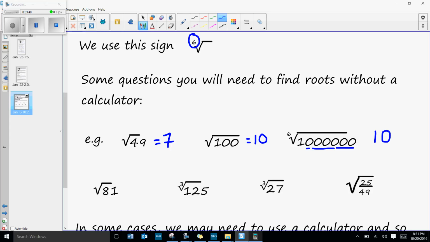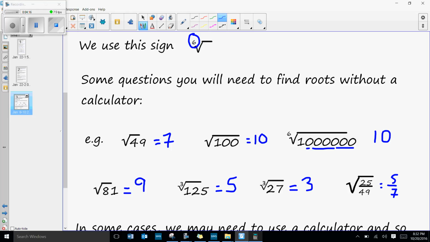If it was the square root of 81, 9. The cube root of 125 would be 5. The cube root of 27 would be 3. And the square root of 25 over 49 would be 5 over 7. Notice I've square rooted both numbers separately and left my answer as a fraction.